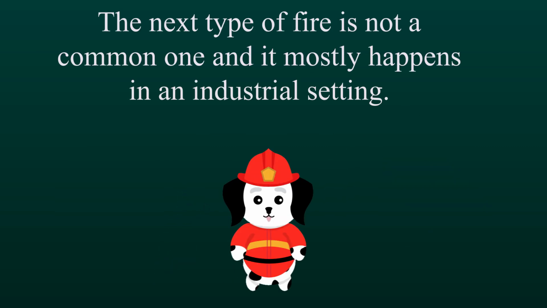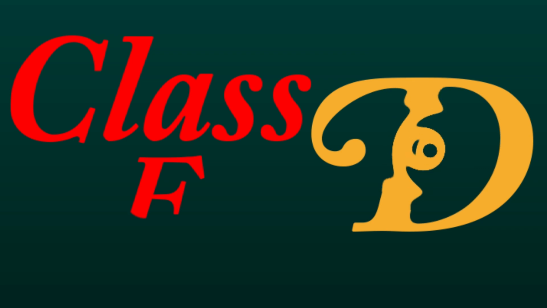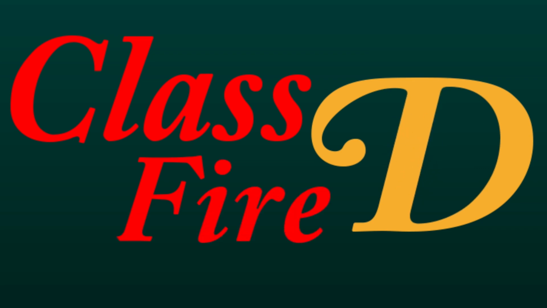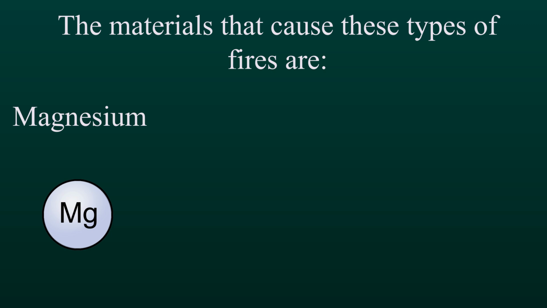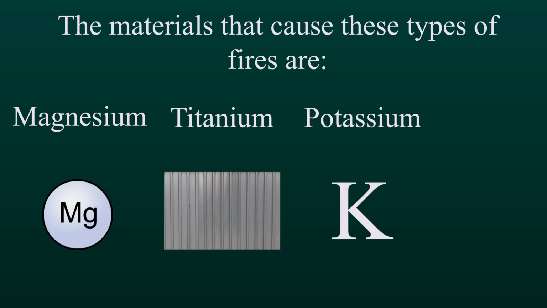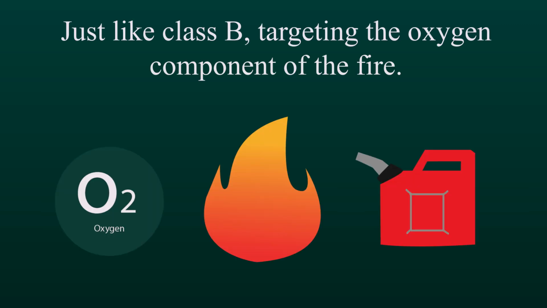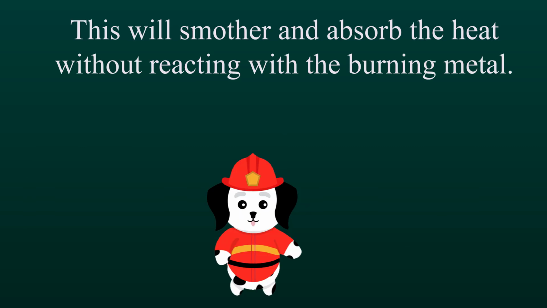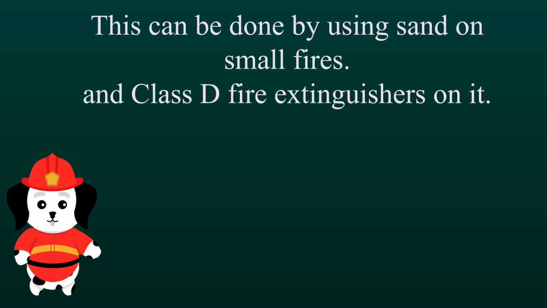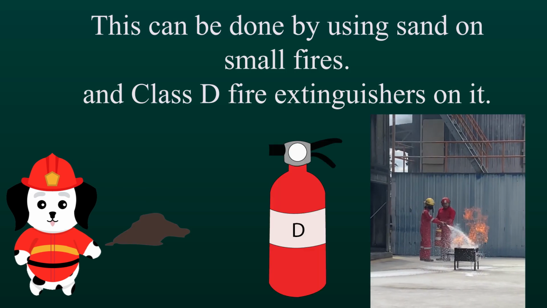The next type of fire is not a common one, and it mostly happens in an industrial setting. The materials that cause these types of fires are magnesium, titanium, potassium, and sodium. Just like Class B, target the oxygen component of the fire. This will smother and absorb the heat without reacting with the burning metal. This can be done by using sand on small fires and Class D fire extinguishers as well.